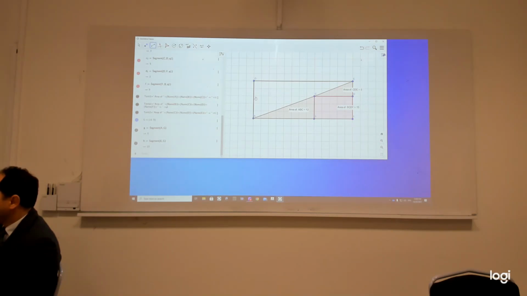1, 2, 3, 4, 5. 1, 2, 3, 4, 5, 6, 7, 8, 9, 10, 11, 12, and 13. 5 times 13 is 65. Divided by 2 is 32.5. But when I add these, it becomes 32. Where is that 0.5 coming from?